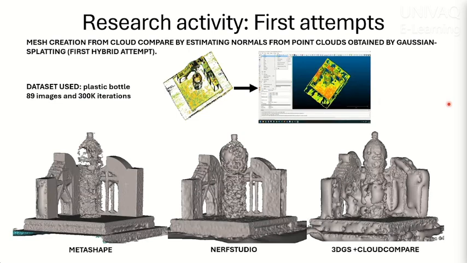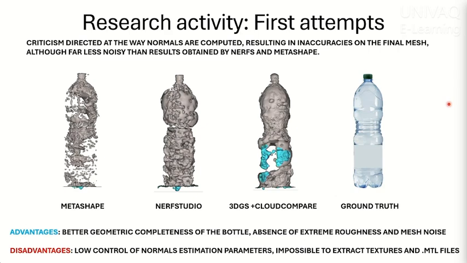In the first attempt, we decided even to create a hybrid mesh from CloudCompare. As you can see here, these are the three methods compared together. The 3D Gaussian plus CloudCompare method does not perform as well as MetaShape in the geometry, but if we focus on the plastic bottle and compare it with the ground truth, we can see better geometric completeness of the bottle. In terms of disadvantages, we don't have much control of the normal estimation parameter, and it is not possible to extract texture and MTL files.